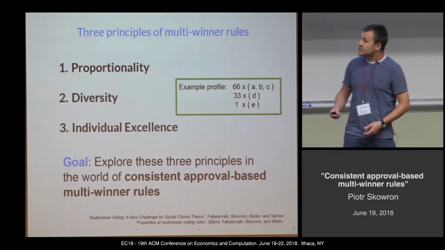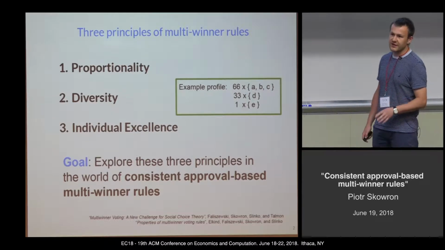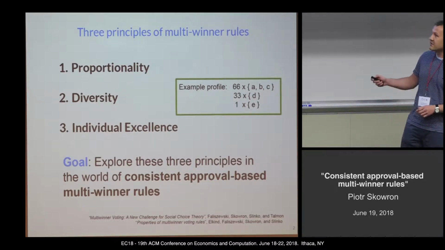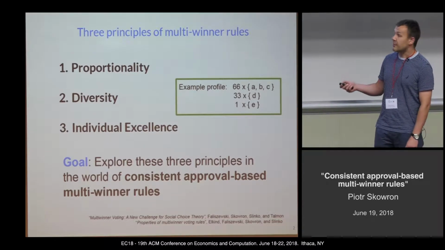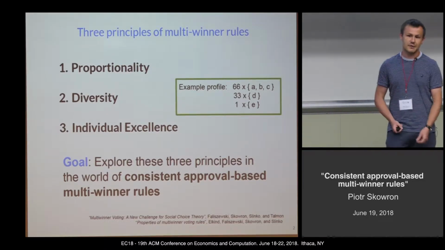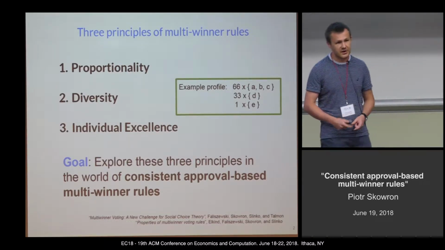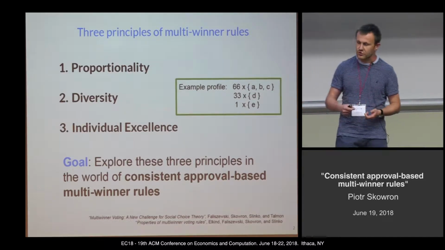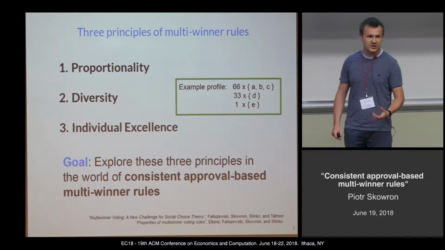Right. So we can see that these ideas are quite intuitive and quite easy to define in this very simple profile, especially in profiles where the approval sets of the voters are either the same or disjoint. However, if these approval sets overlap, the question of what is a good proportional committee, what is a good diverse or individually excellent committee is not that clear.